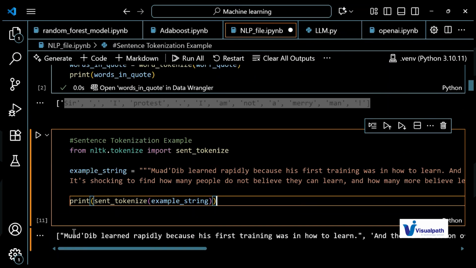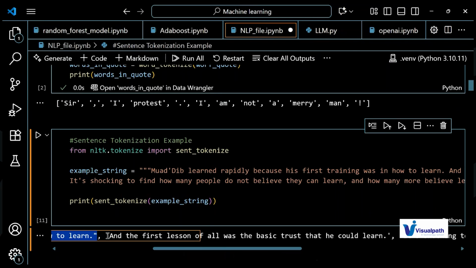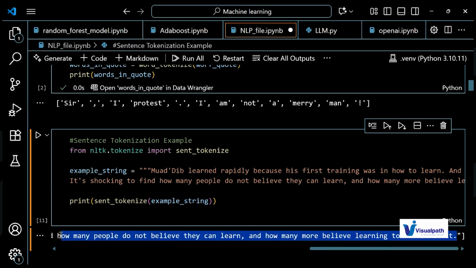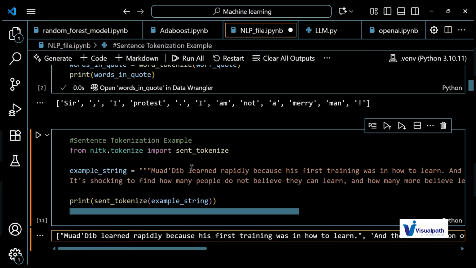So this is the first sentence, the one I'm highlighting. Then comma, and then we have a second sentence, comma, and then we have a third sentence. So the entire thing is converted into 3 sentences here. So this is called sentence tokenization.